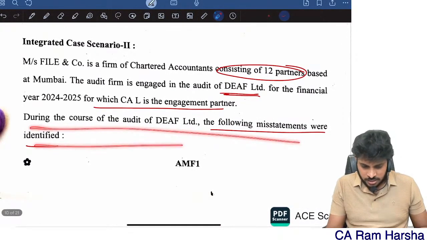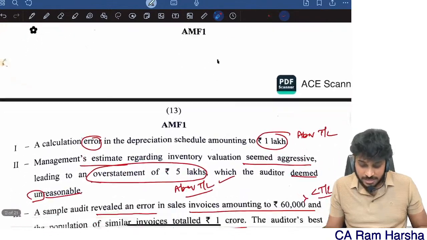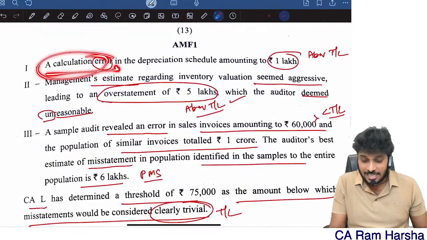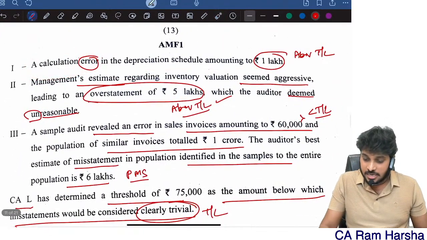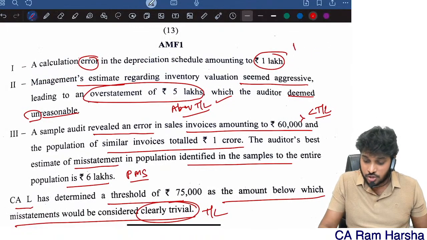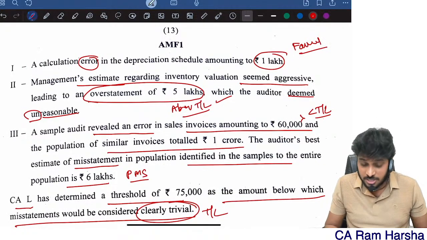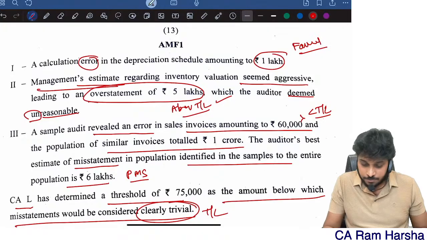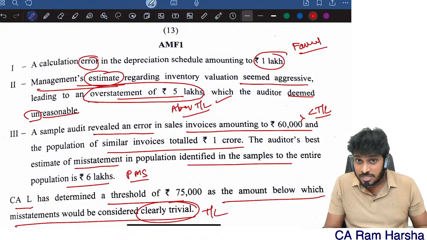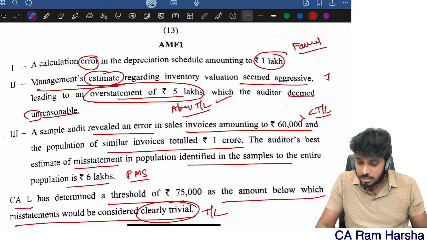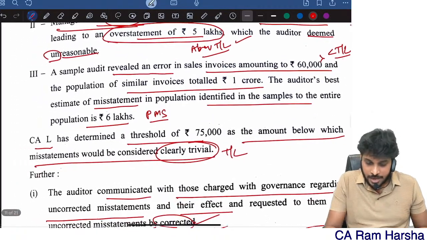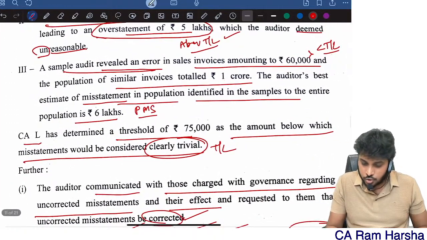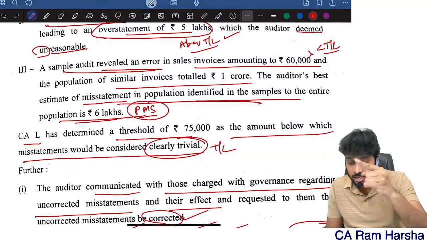This is another case scenario 2. Misstatements identified. Depreciation, a calculation error. A calculation error is a factual misstatement. Management's estimate regarding overstatement of inventory valuation is a judgmental misstatement. A sample revealed such and such error, so the auditor projected it. This is called projected misstatement.